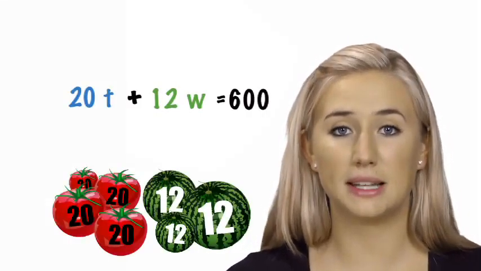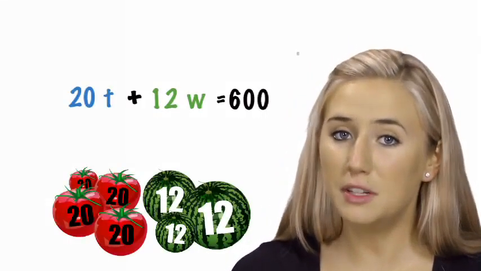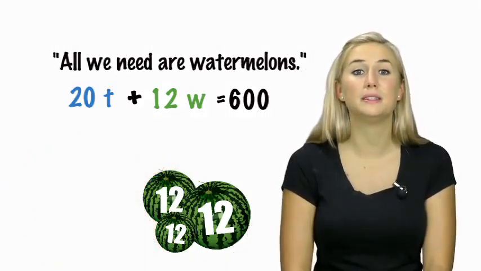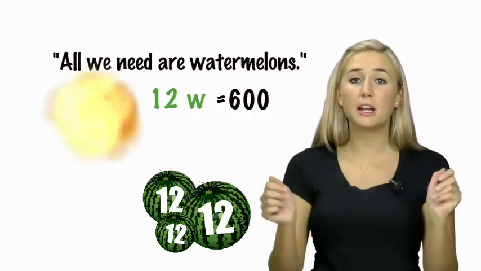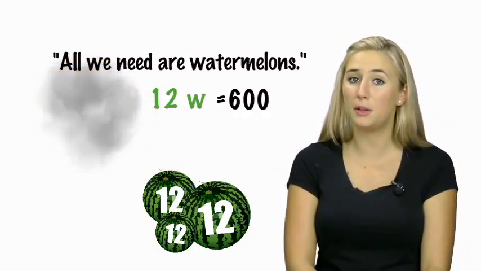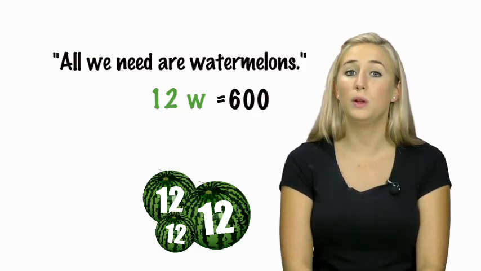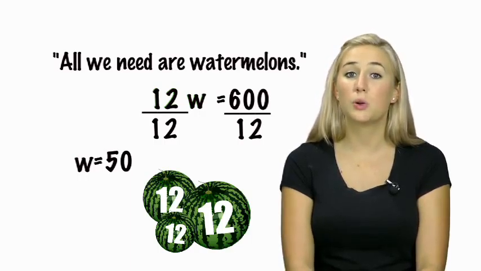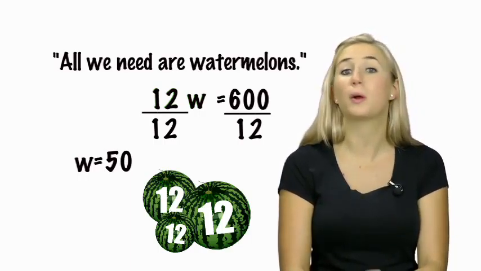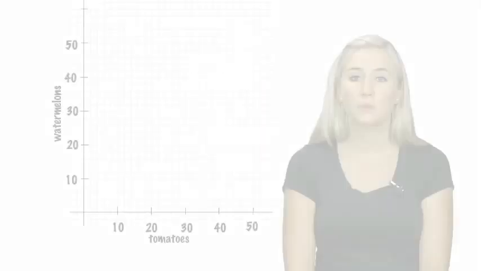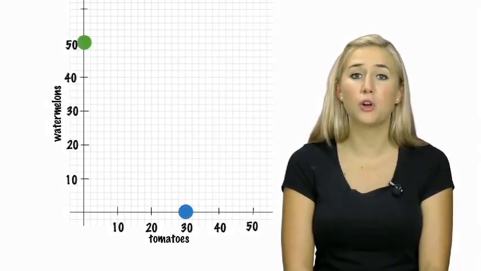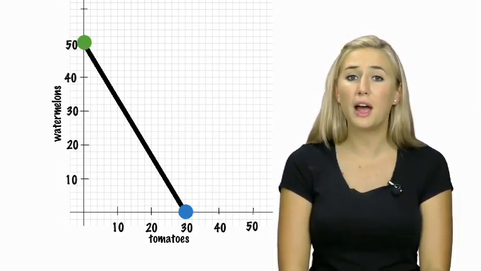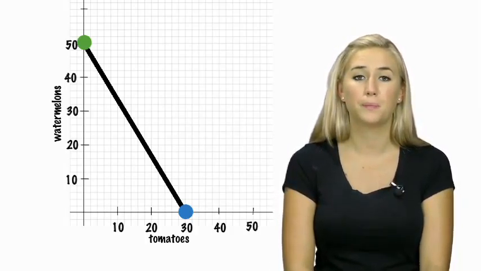Now suppose the opposite happened, and my dad said, leave the tomatoes and bring as many watermelons as you can. In that case, T would be 0. The tomatoes would disappear, and all that would be left is 12W equals 600. We divide each side by 12 and get W equals 50. So I can bring 50 watermelons if I don't bring any tomatoes. We could plot these points on a graph and draw a line that would represent all the different combinations of what I can carry on the plane without going over my 600-pound limit.